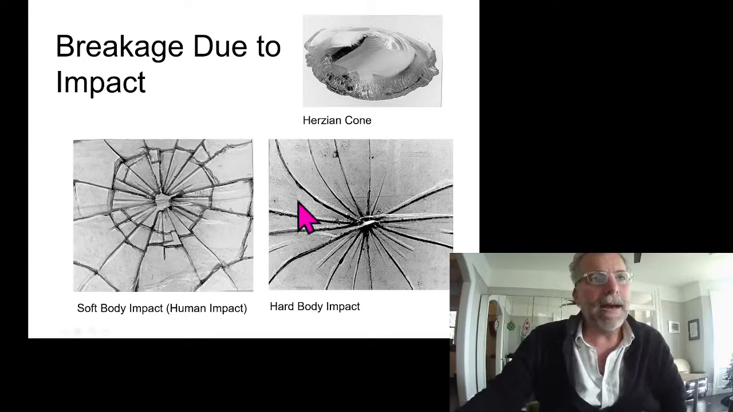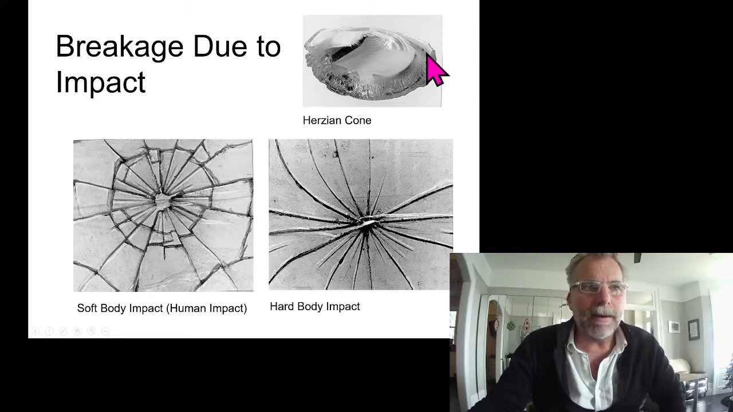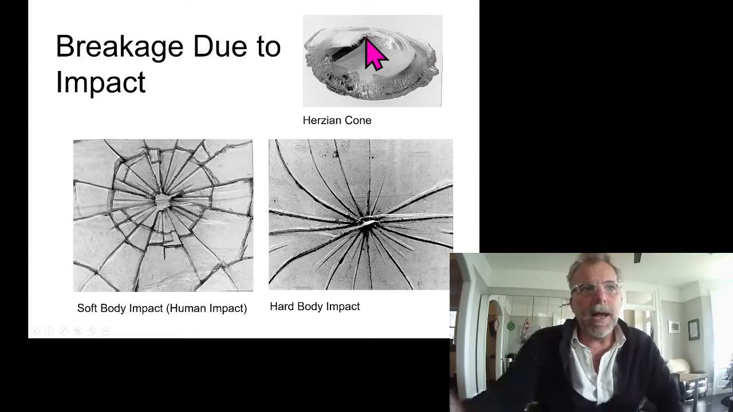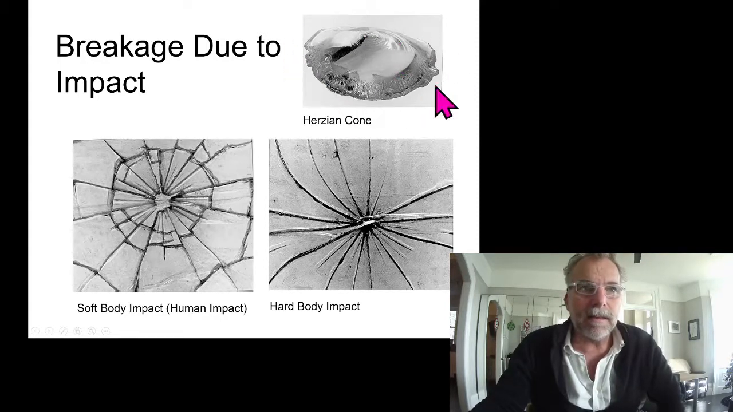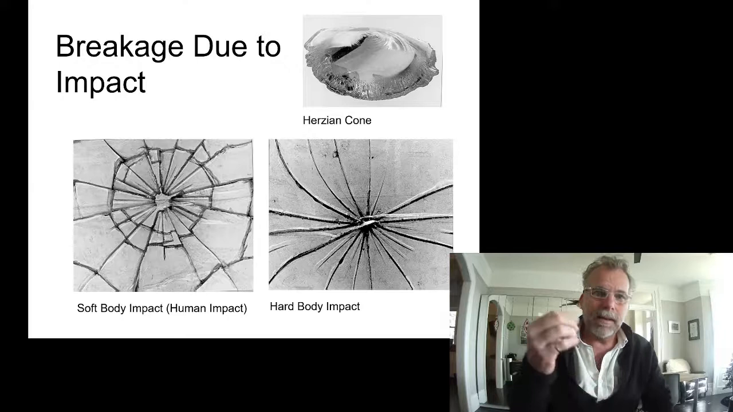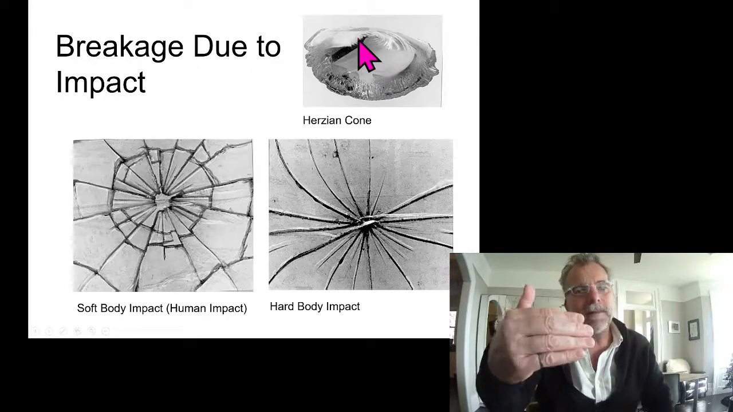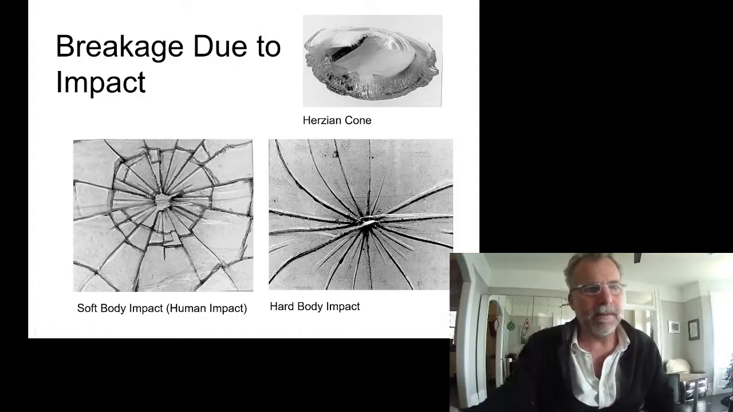Breakage due to impact. This is a Hertzian cone. You have probably had a stone chip in your car, and you get something that looks just like this. If you've ever wondered why you can see it but you can't feel it, it's because it's laminated glass. You get a stone chip on the outside, you get this cone failure in the outer lamination, and the inner lamination isn't damaged.